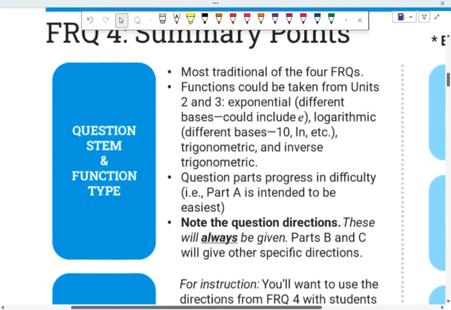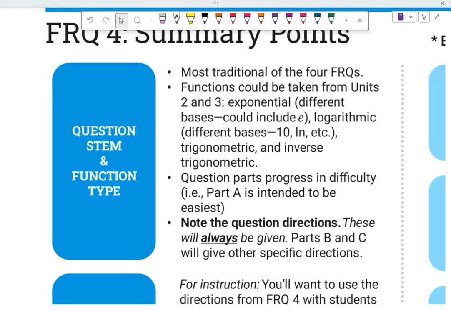So let's look at our summary points here. Question stem and function type. This is the most traditional of the 4 FRQs. This is the one where there's no context, there's no leading paragraph like, oh, there's this windmill doing certain things. It's literally just that you're given equations and asked to solve or manipulate. The functions will be from units 2 and 3. So you could have exponentials with lots of different bases involved. It could be base e, base 2, base 9. Logarithmic functions, again, different bases could be involved.